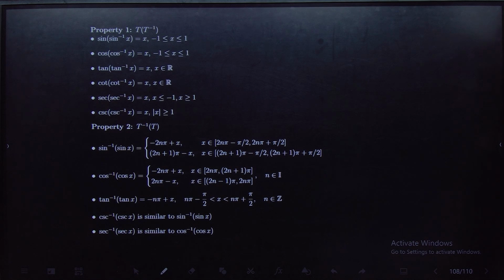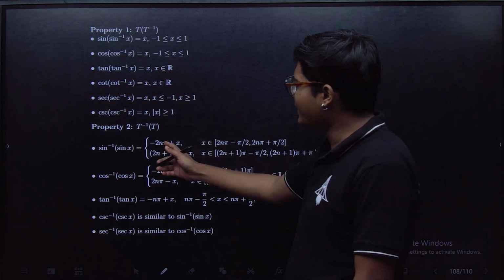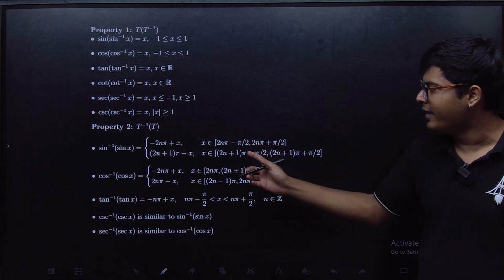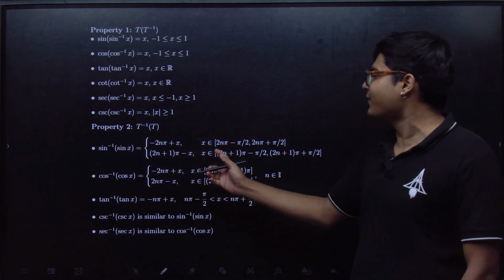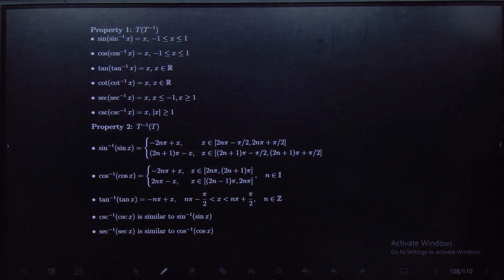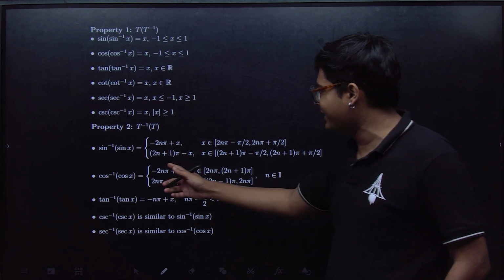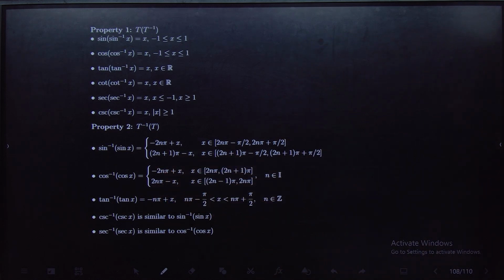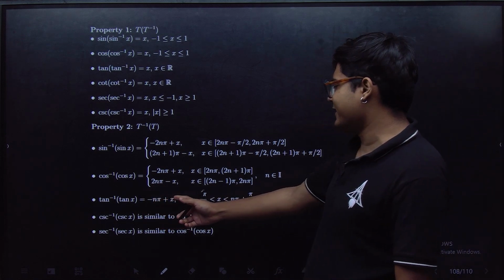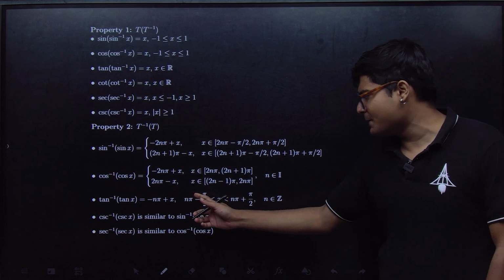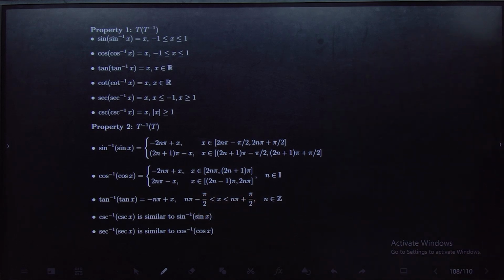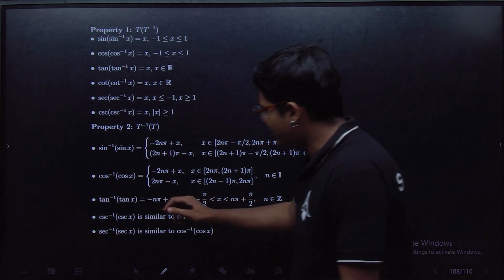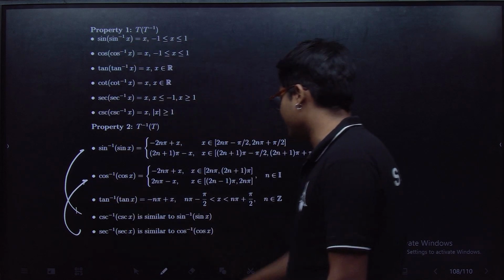So sine inverse of sin x is going to be minus 2n pi plus x if x lies in this domain, and it's going to be 2n plus 1 pi minus x if x lies in this domain, right? So depending on where your value of x lies, it takes two different values, right? Same goes for cos. It's going to be minus 2n pi plus x if x lies in this domain, and it's going to be 2n pi minus x if x lies there, okay? tan inverse of tan x is going to be just minus n pi plus x if x lies in between n pi minus pi by 2 and n pi plus pi by 2, right? Similarly, cosec and sec inverse are similar to sine and cos, respectively, right?